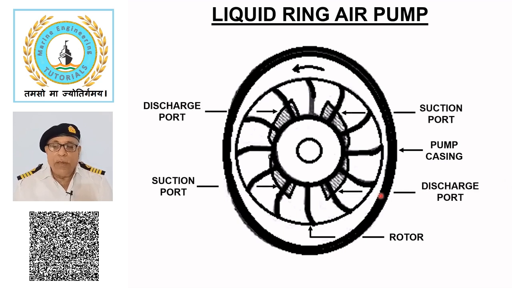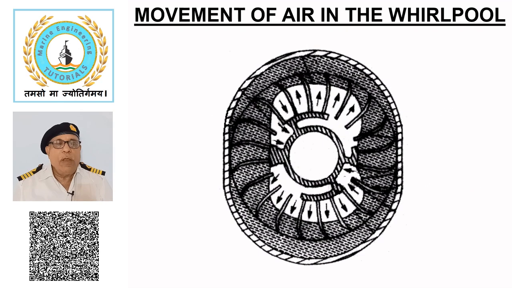As the liquid ring moves outwards from the rotor hub, a suction stroke is created, and when it moves inwards, a compression and discharge stroke occurs. Suction and discharge ports permit the air to be drawn in from the main pump suction and expelled through the discharge ports to the atmosphere. Movement of air in the whirlpool.